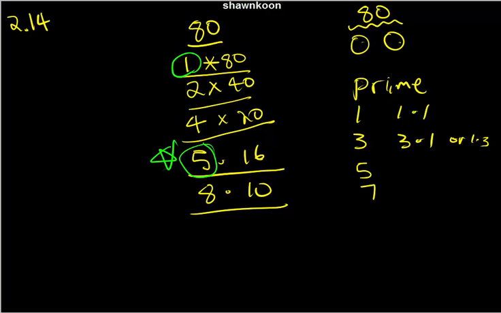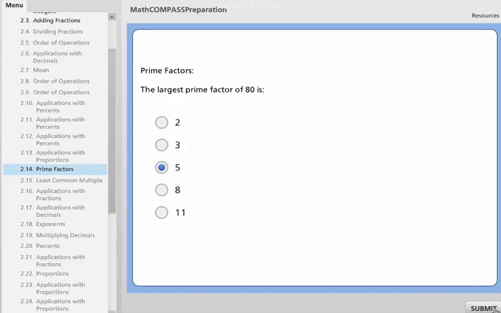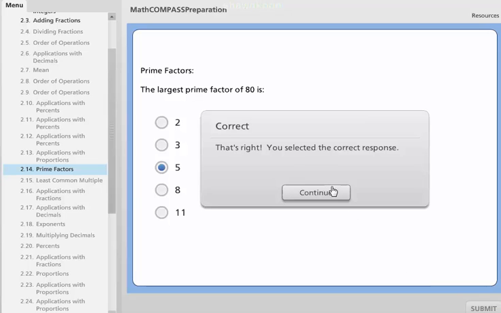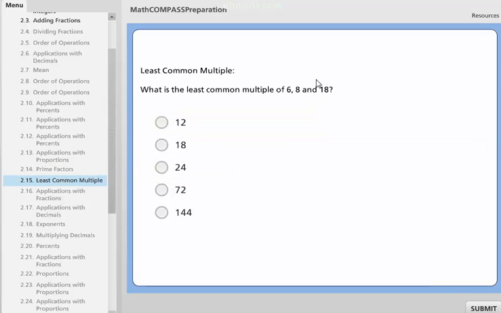So let's see. Yep, we got the right answer. So that was easy, right? So the next question, 2.15. What is the least common multiple of 6, 8, and 18?